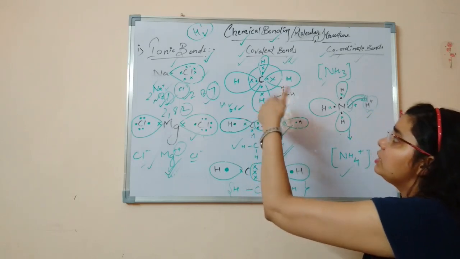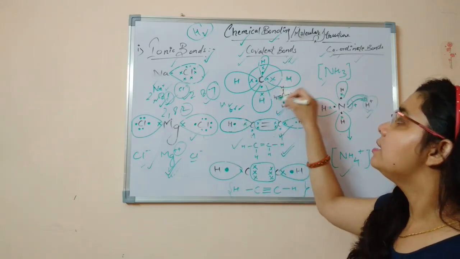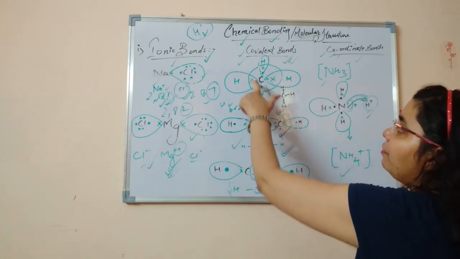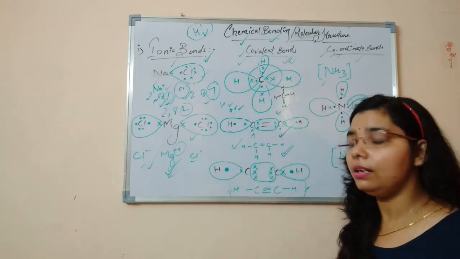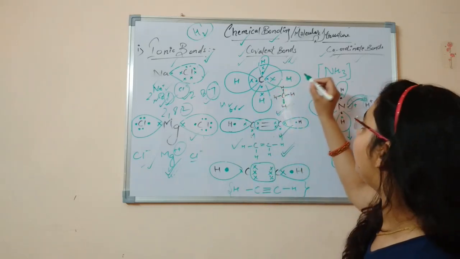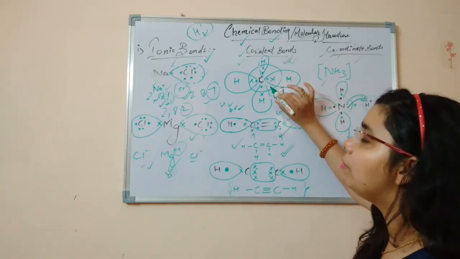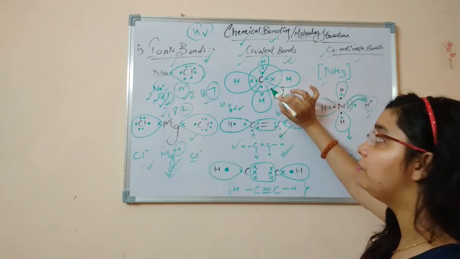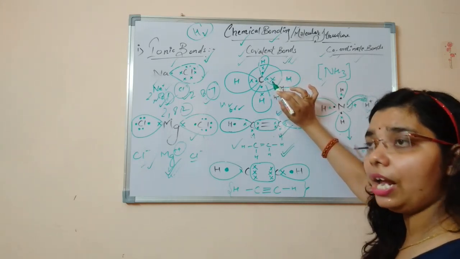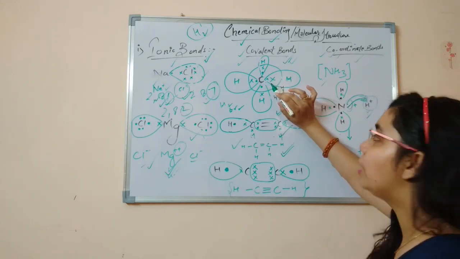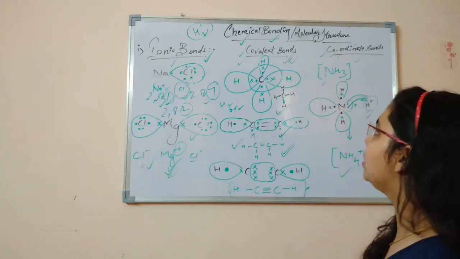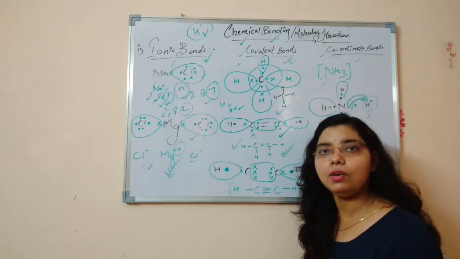For this purpose, you can see the example CH4, methane. Here C is the central atom, it contains 4 electrons in its valence shell, and the hydrogens are around it. You can see the butterfly structure. Each hydrogen is sharing one electron, and carbon is sharing one electron with each hydrogen. So they share one electron each, and that makes a single covalent bond.